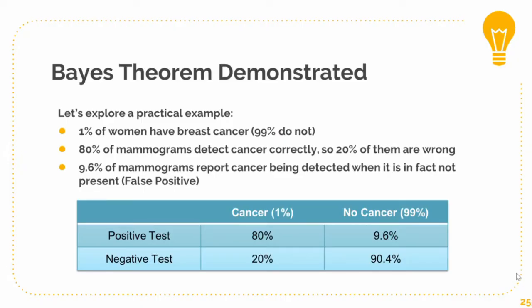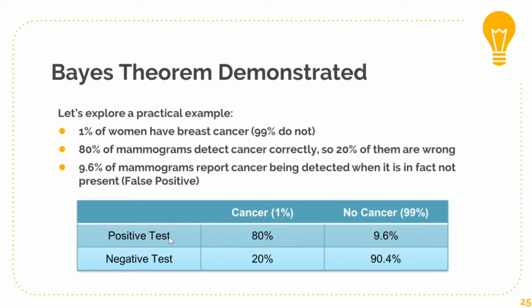So now here's an example of Bayes' theorem demonstrated. We're going to look at a simple cancer test example. So we know 1% of women have breast cancer and 99% of them do not. Now the test for breast cancer is a mammogram, and 80% of mammograms detect cancer correctly and 20% of them are wrong. So now 9.6% of mammograms report cancer being detected when it is in fact not present. That's a false positive.